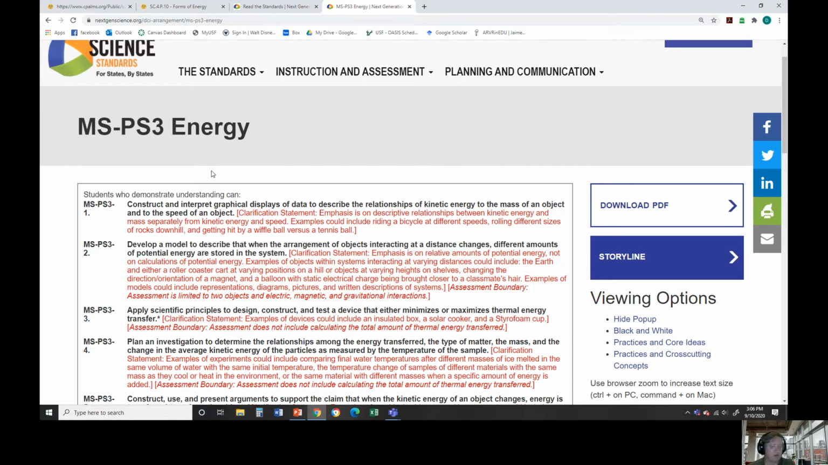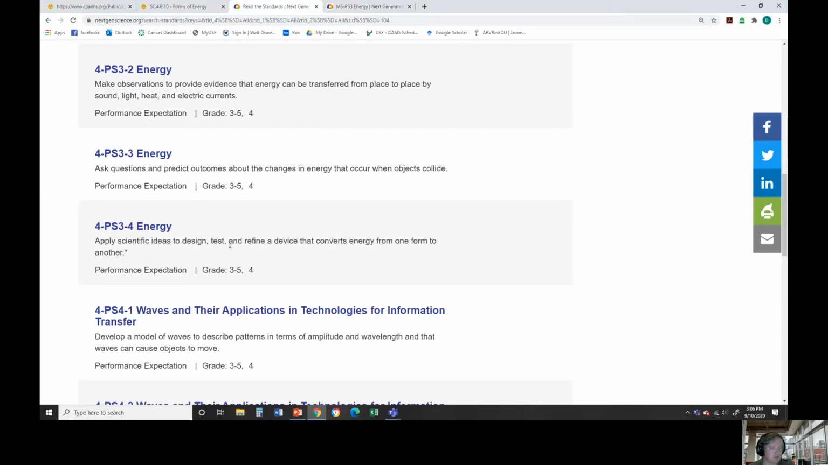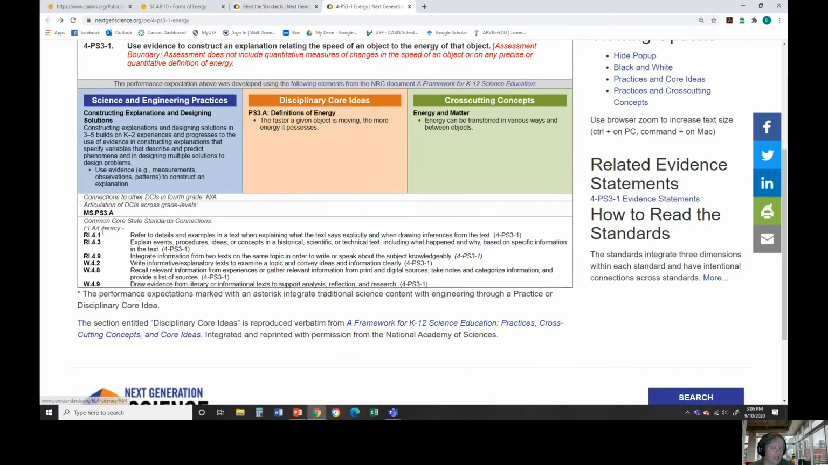Because what are they going to be doing in middle school? What do they have to do in middle school? And what's my role? What's my job to get them ready to be able to do that? So this is where it's also important to look at those vertical alignments. And now we also have the Common Core, ELA, and literacy connections. So: refer to details and examples in a text when explaining what the text says explicitly.